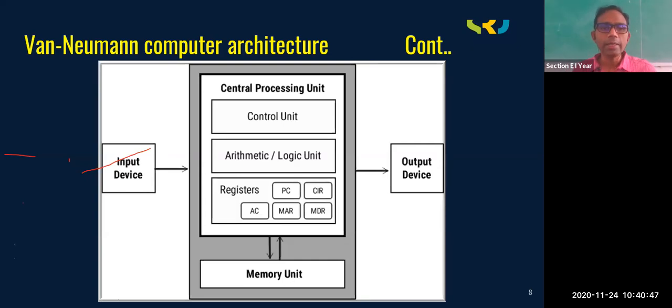What it has is a control unit. Control unit in the sense what? It is going to control. Whom is it going to control? Arithmetic and logical operations and memory that comprises registers. Everything is controlled by the control unit.